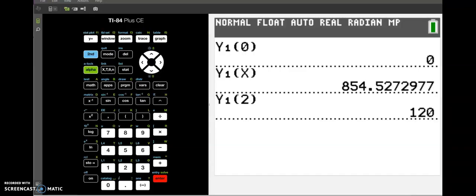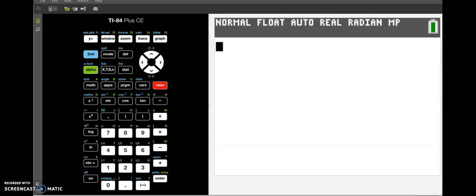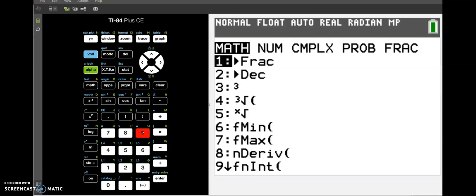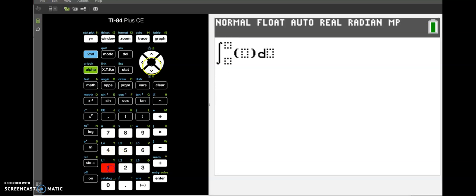So we are now on the screen. We are going to hit Math 9 from 1 to 2. And we are going to go ahead and put in 2 minus x.